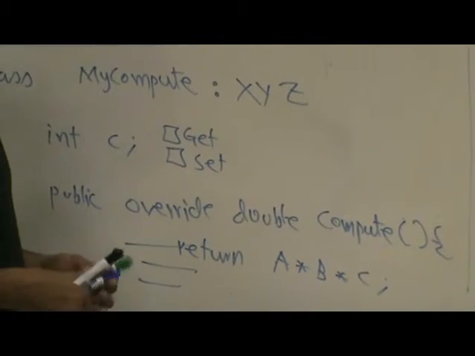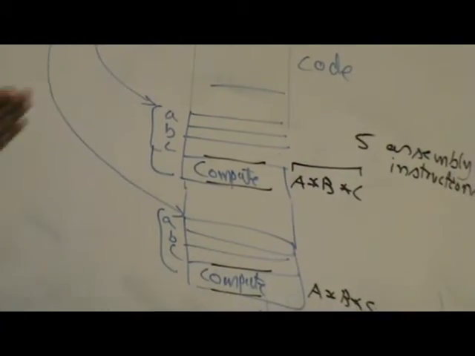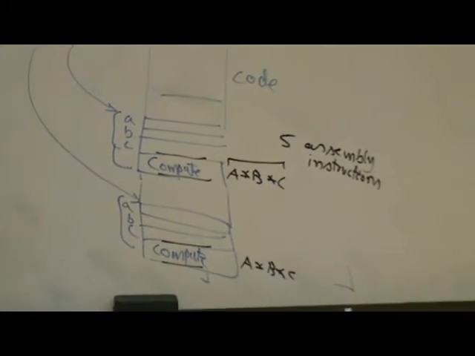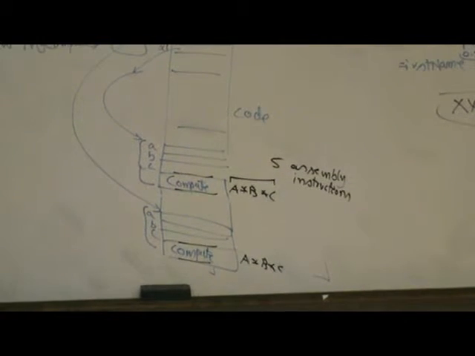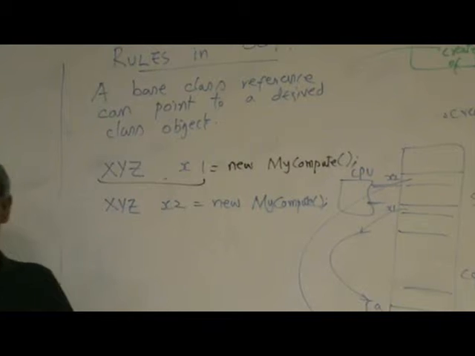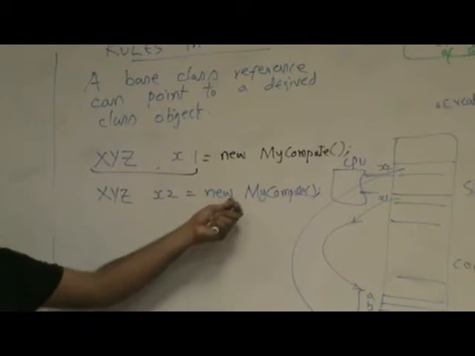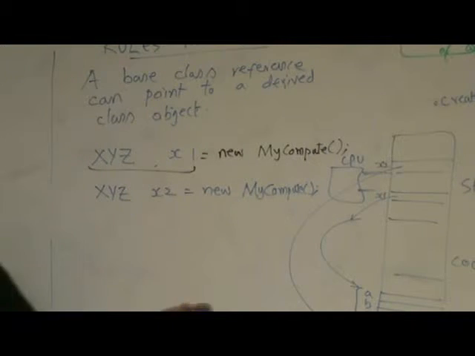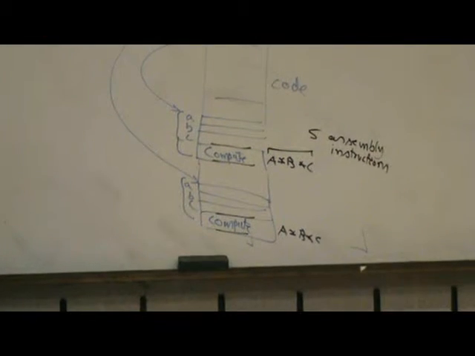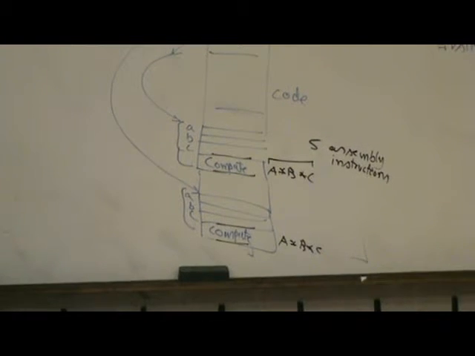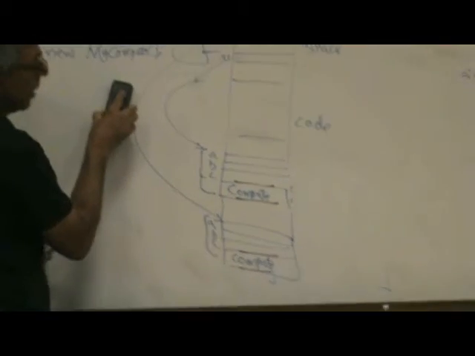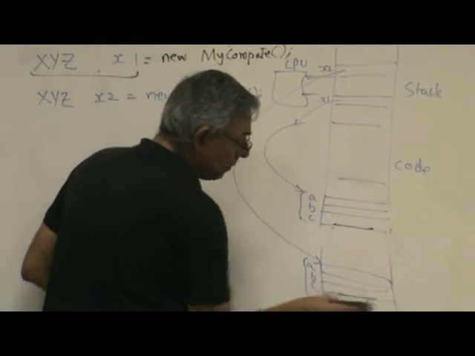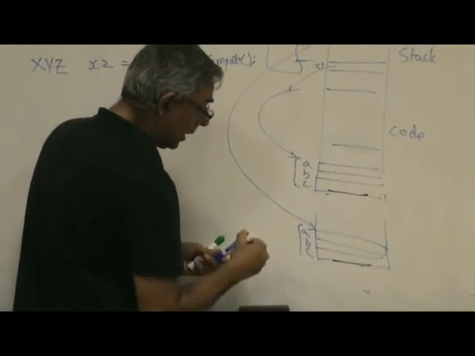What if instead of 5 lines, there were a lot of code over here? What if this was 5,000 instructions? Now we are repeating the same 5,000 instructions, storing them twice. What if instead of creating 2 objects, we were creating a million objects of my compute? A million times 5,000 will be a huge wastage of memory. So that's why whenever the compiler compiles the code, only the data is stored with each object.